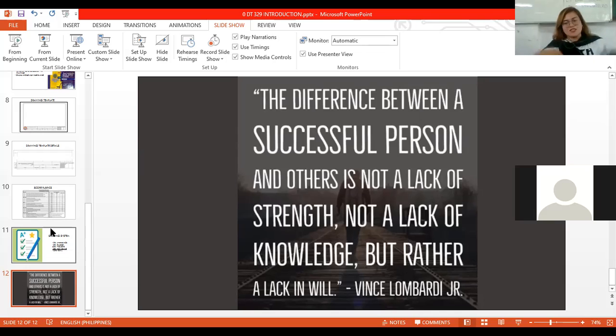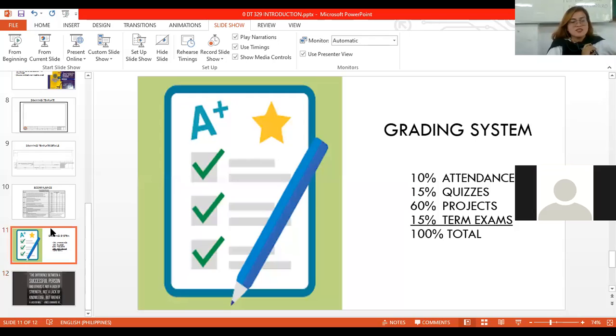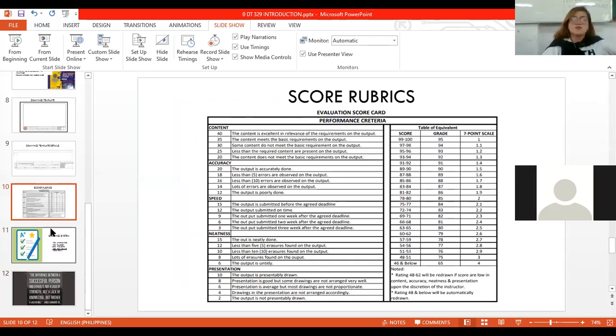So, I'll be leaving you with a quote na lang: the difference between a successful person is not a lack of strength, not a lack of knowledge, but rather a lack of will. So basically, you just have to have a will na buhaton ang tanang plates. Okay, if ever wala, then it's not our loss. It would be yours. Okay?